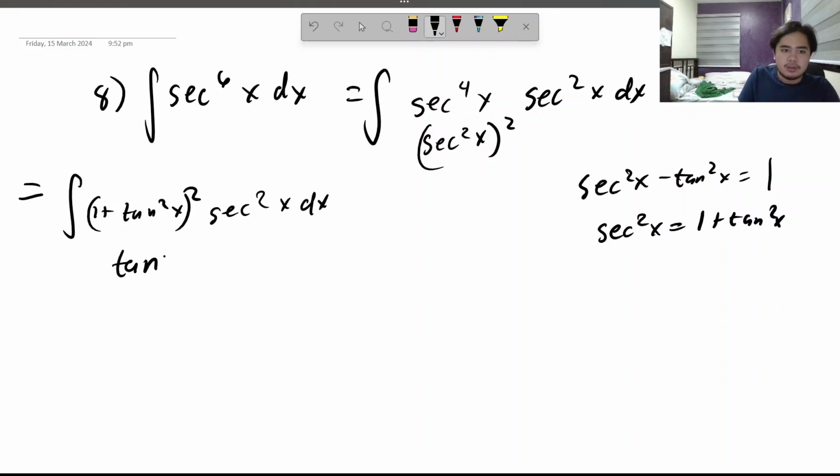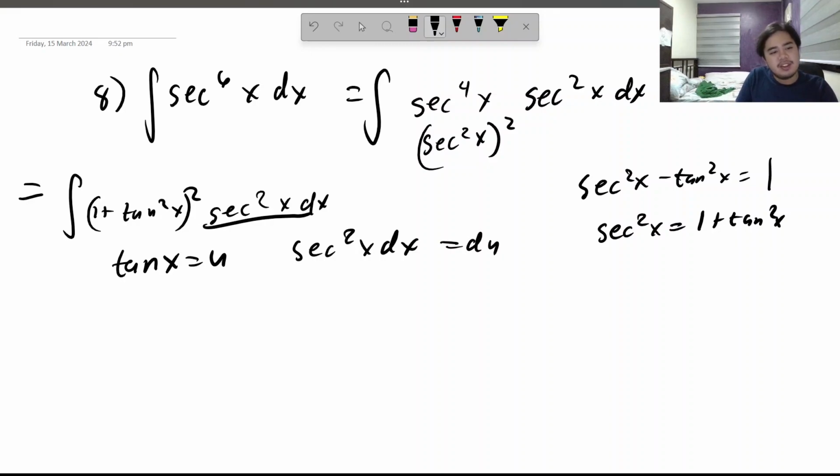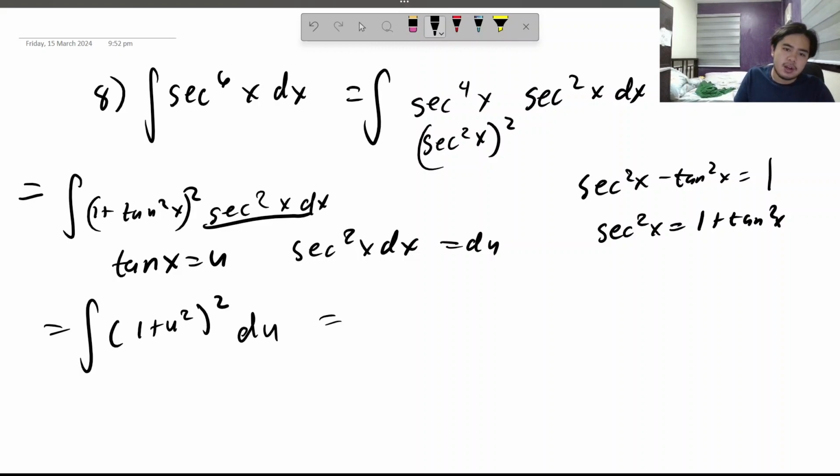So, we can say tangent x equals u, and then secant squared x dx is equal to du. We have secant squared x dx equals du here, so we can put du right here and substitute everything else. So, tangent x becomes u, so 1 plus u squared here, squared. 1 plus u squared squared becomes the integral of 1 plus 2u squared plus u to the 4 du.